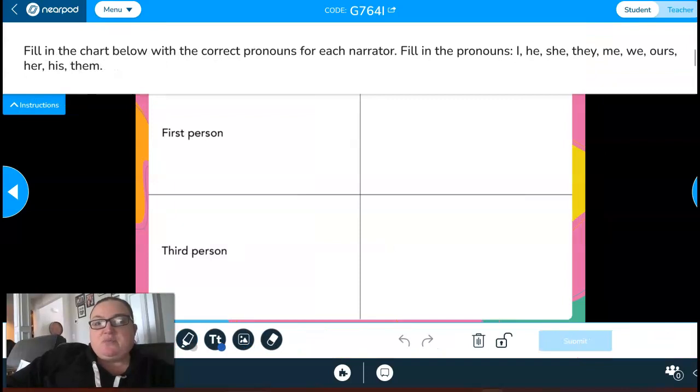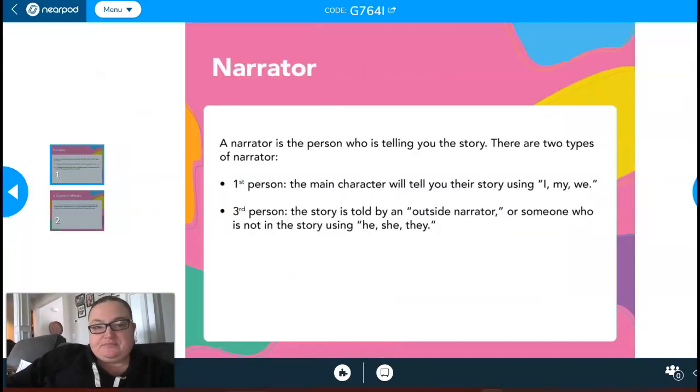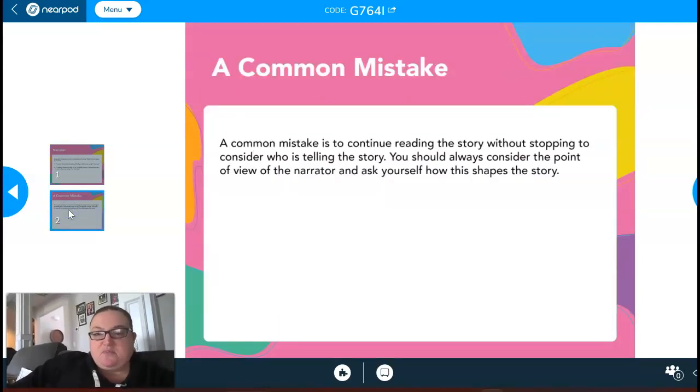This would be where the students fill out the pronouns, and I would automatically know if they could figure out first and third by pronouns use only, and they would be able to use the little pen to fill it out. And then I would explain what a narrator is, just to remind them, and kind of a common mistake that students use.